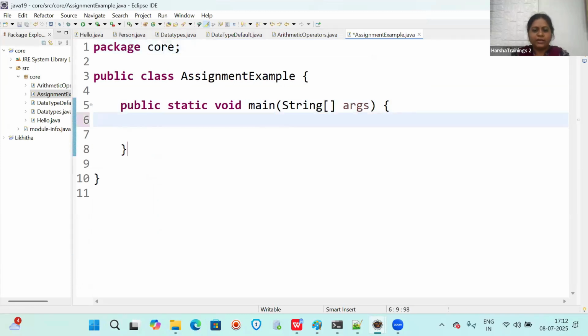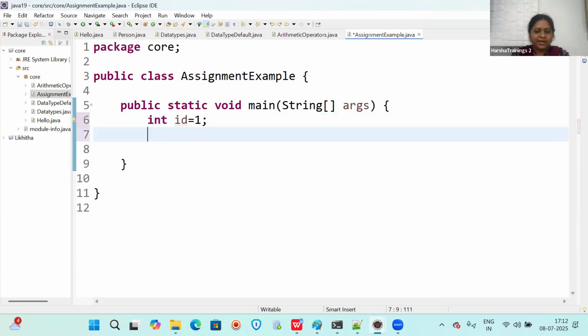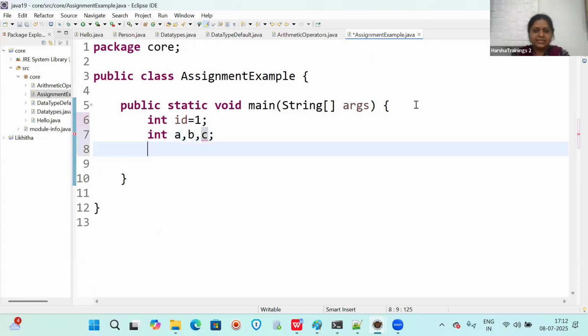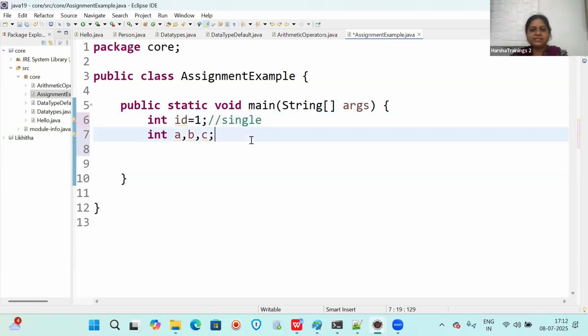the assignment. We know int. Suppose a single assignment, you know, like int id is equal to 1. And then again I'm writing int a comma b comma c. This is what kind of assignment? I am writing in a comment. This is single. Double slash is a single line comment, I told yesterday.